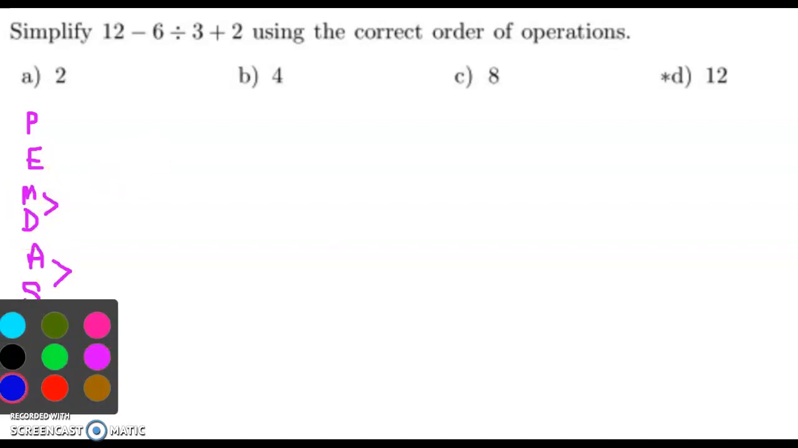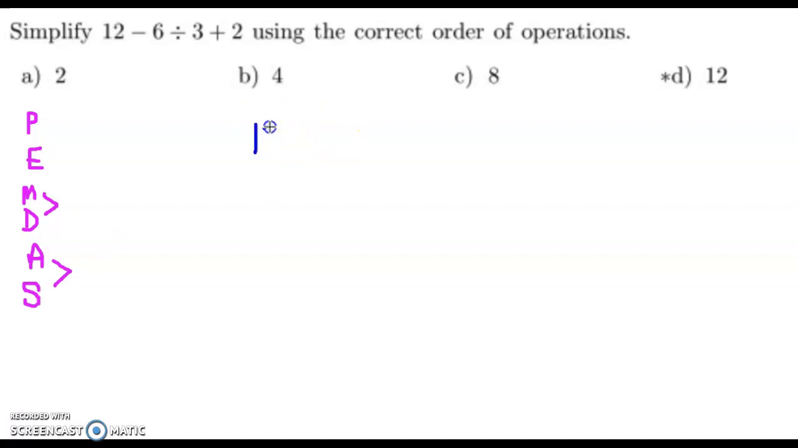So I'm going to go ahead and start by rewriting the problem down here. So we have 12 minus 6 divided by 3 plus 2. Well, it doesn't look like we have any parentheses to speak of, so we're going to go ahead and cross that out. There are no exponents in this expression either, so we're crossing that one out.